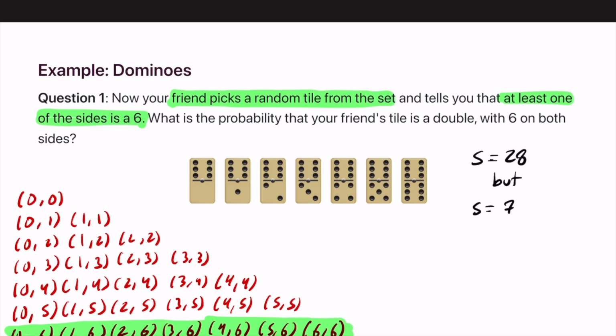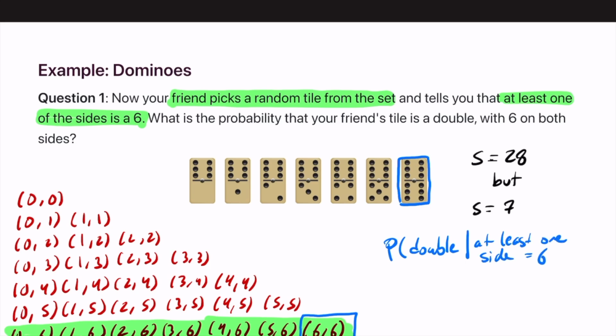And particularly, we want to know, what is the probability that your friend's tile is a double? So particularly, we're only interested in this outcome, where it's both a 6 and a 6. So that's this outcome right here. So this is just simply the probability that we have a double given at least one side equals 6.